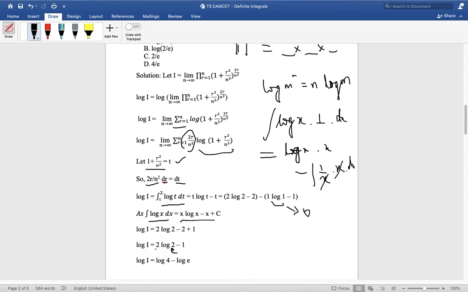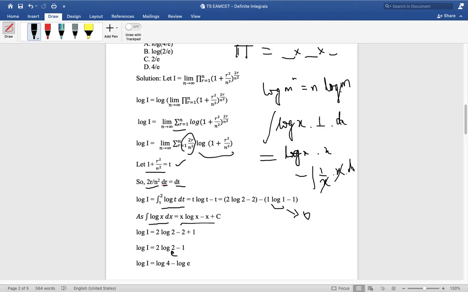Log of I is equal to 2 log 2 minus log e. Again, log of m raised to the power n is n log m. Similarly, n log m is equal to log of m raised to the power n. So this is log of 2 square. 2 square is 4. So log of 4 minus log of e.